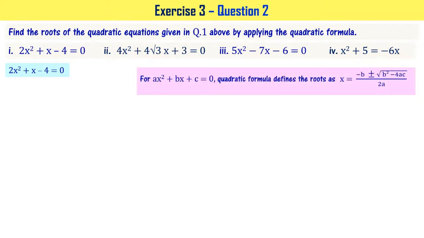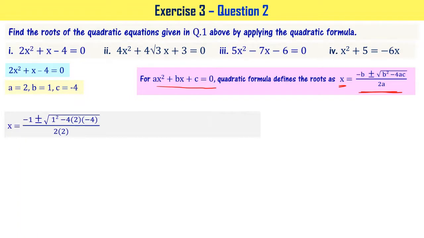The quadratic formula is written as x equal to minus b plus or minus square root of b square minus 4ac divided by 2a, right? To get the value of x using the quadratic formula, first we have to know the values of a, b, c. For that, let me compare 2x square plus x minus 4 equal to 0 with ax square plus bx plus c equal to 0. When you do that, you say that a equal to 2, b equal to 1 and c equal to minus 4, right? Let's substitute these values into this formula.